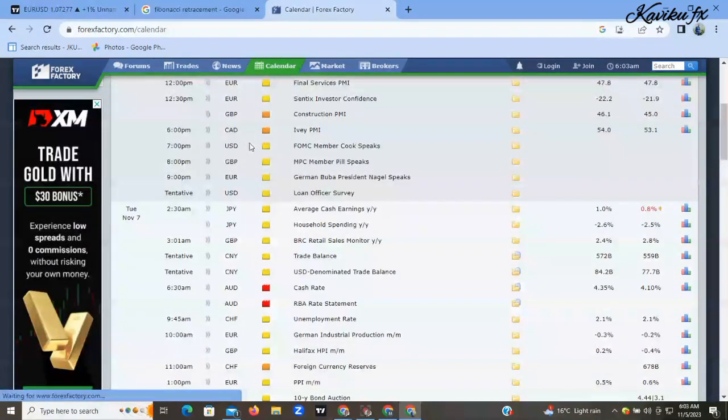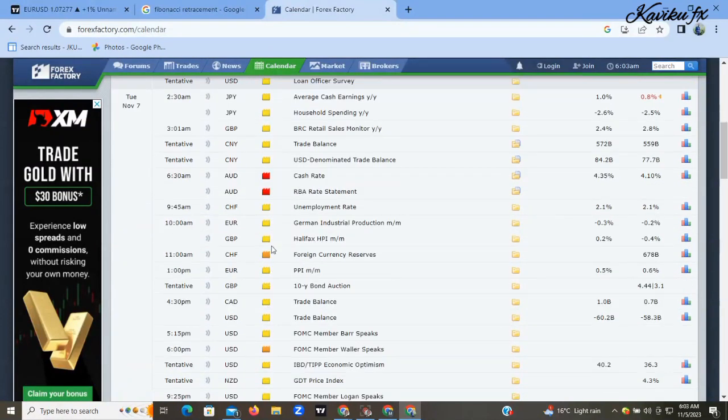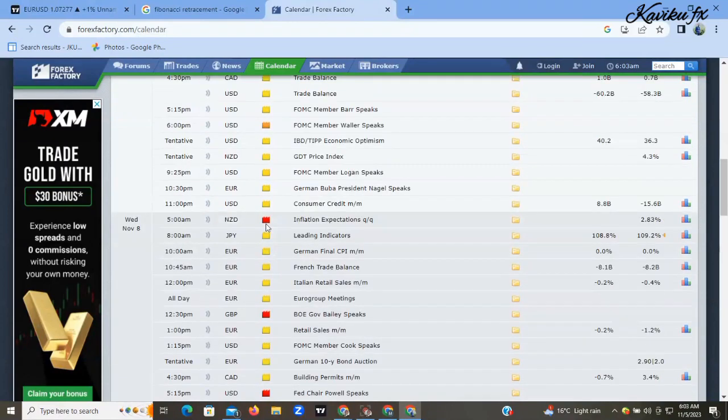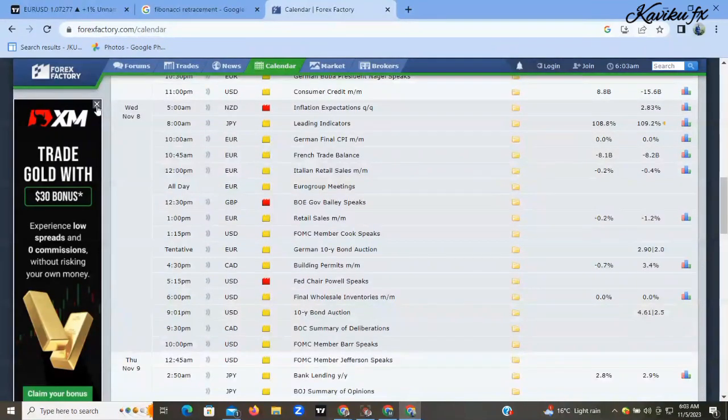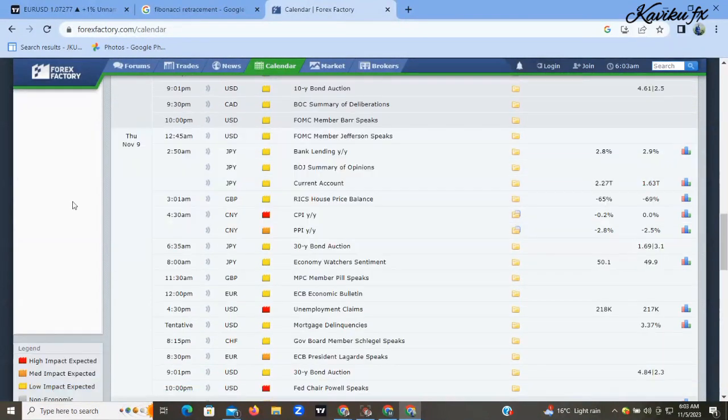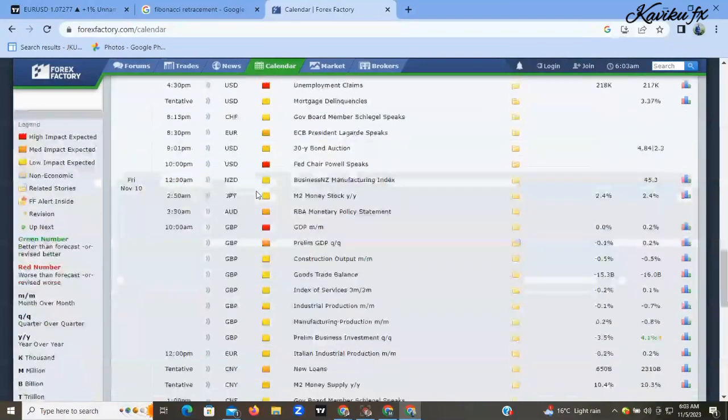To explain, this red represents high impact news. The gold or yellow color represents medium impact news. This one, I can say a brown color, represents low impact news that is expected.